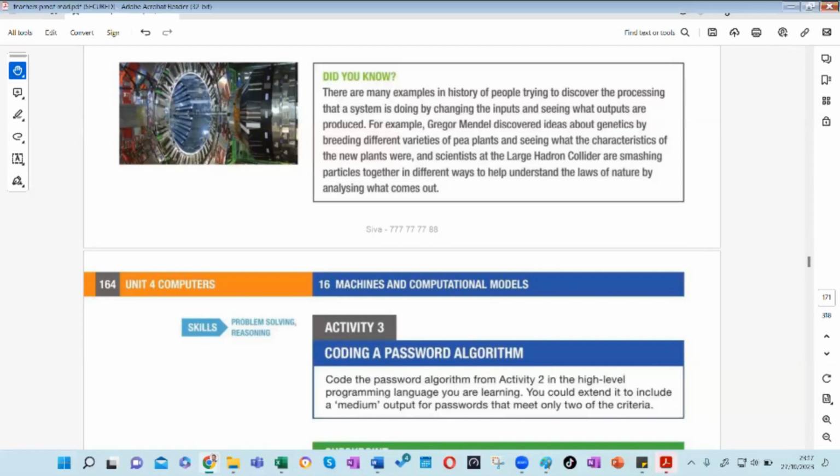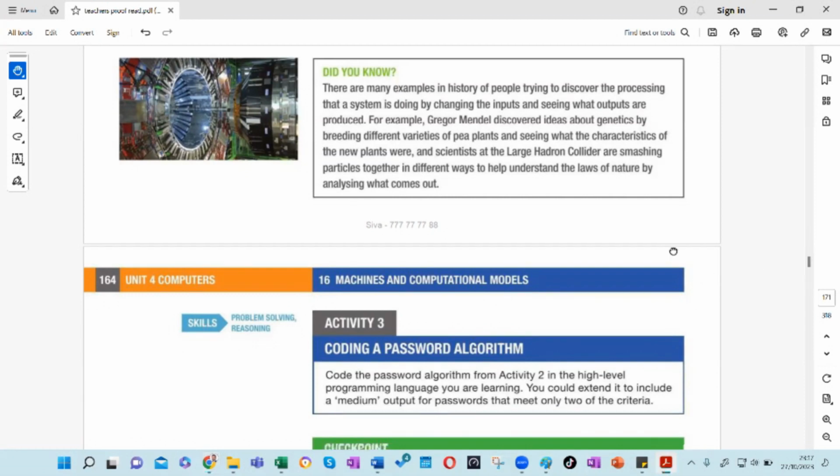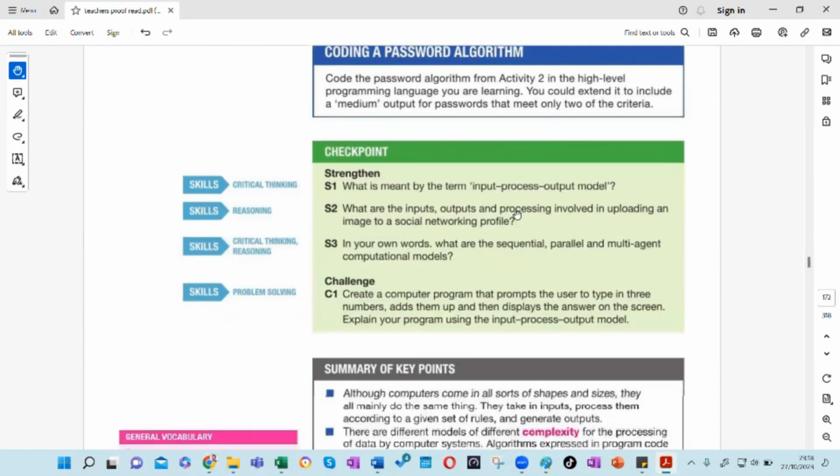Next is hardware, then we have logic, we have software. Okay, so there are some questions. This I will give for homework, right?